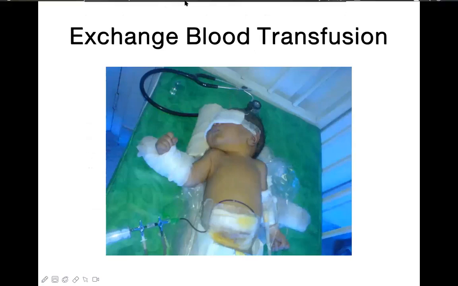Now look at this picture here. This picture is telling us, see here, this baby is very yellow. Very yellow baby, and look at the catheter here. This catheter is inserted into the umbilicus through the umbilical vein, and we are first drawing the blood from the baby, and that blood is discarded outside, and after that we push the new blood to the baby's body. That's why it is known as exchange blood transfusion. So this is highly effective therapy for the treatment of neonatal jaundice.